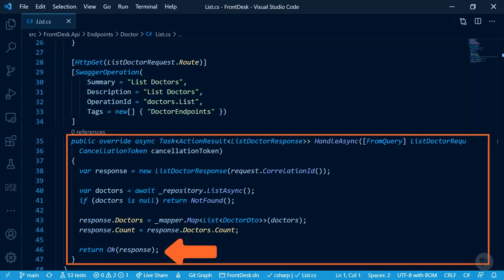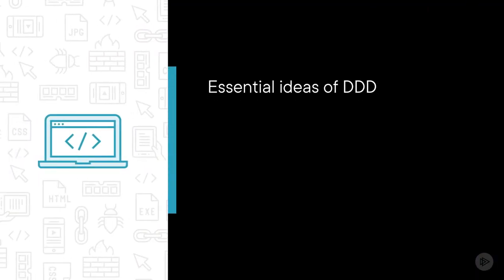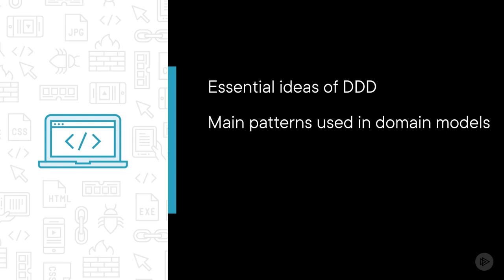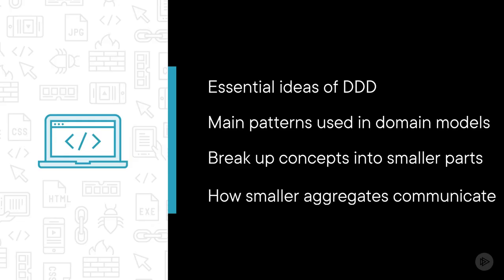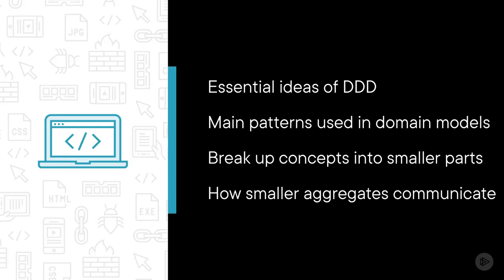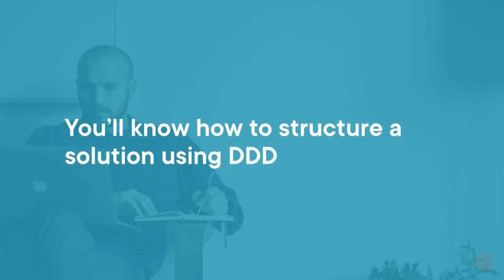Some of the major topics that we'll cover include: what are the essential ideas of domain-driven design? What are the main patterns used in domain models? We'll also talk about how to break up concepts into smaller parts, and how these smaller aggregates and contexts communicate with one another. By the end of this course, you'll know how to break down customer requirements into a maintainable domain model and structure a solution using domain-driven design.